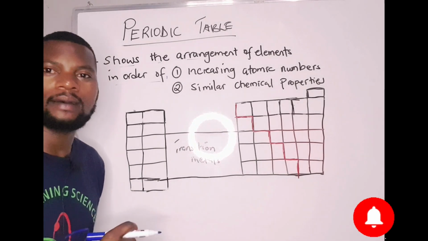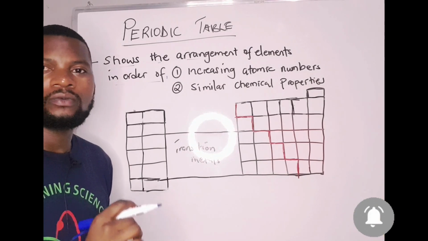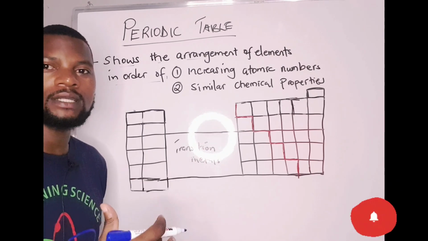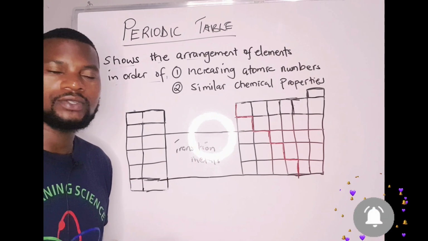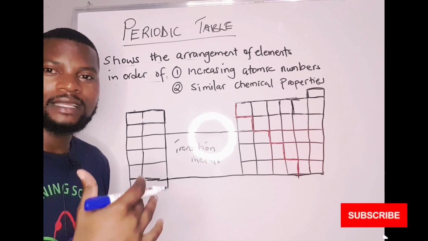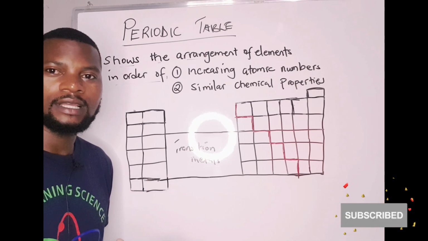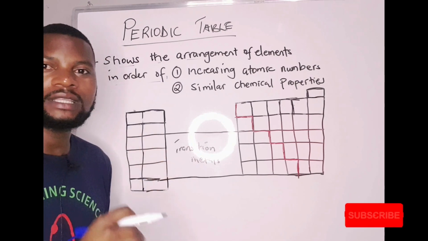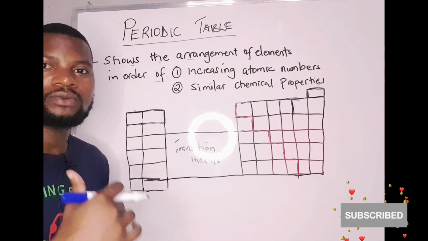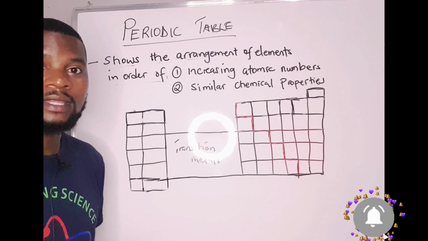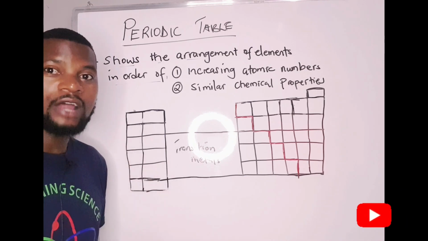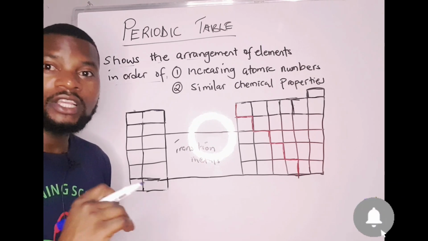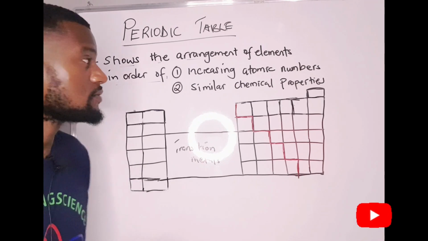Increasing atomic number. So when we say increasing atomic number, you have to understand what atomic number is. Atomic number is the number of protons in the nucleus of an atom. So the total number of protons in the nucleus of an atom, that is what we are calling the atomic number. So it is the arrangement of elements in order of increasing atomic number. That is the first one.